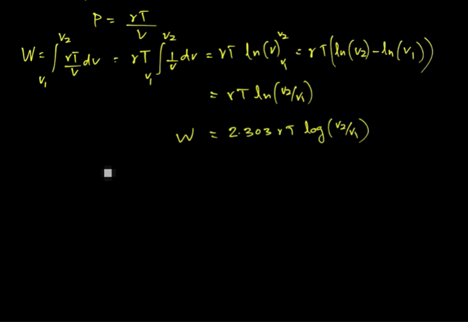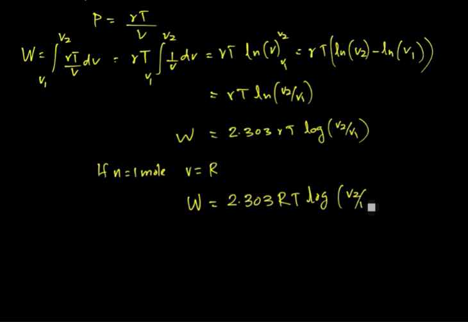Or if we are taking 1 mole of this substance, then small r will be capital R. In that case W can be written as 2.303 RT log V2 by V1. So this equation represents the work when 1 mole of a perfect gas undergoes a change in its volume from V1 to V2 under isothermal conditions.